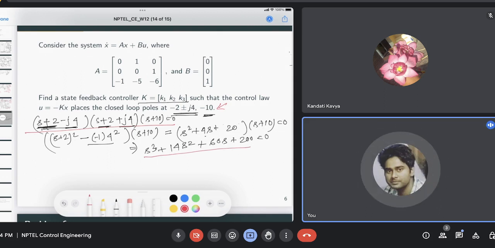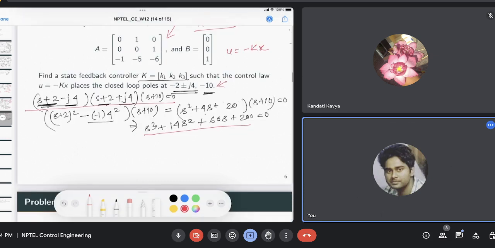Now we compute this from the direct method. What do we do? We just compute this closed loop matrix, that is A minus BK, when we use u equal to minus Kx. This is the closed loop matrix. We compute the characteristic equation associated with that, and we make these coefficients equal to each of these. Then we will find the k1, k2 and k3 values.